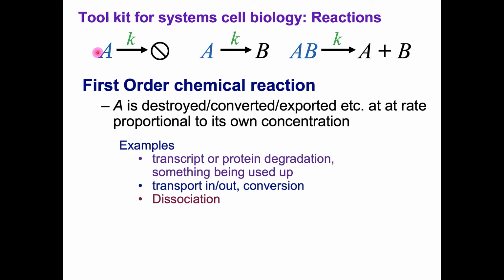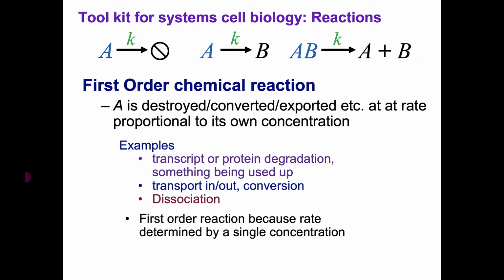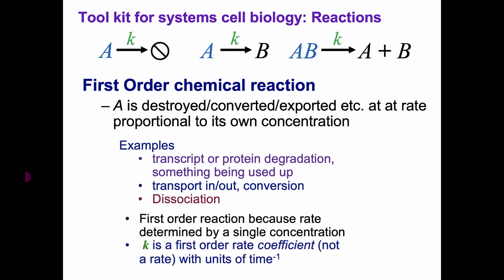Examples of this could be a transcript being degraded or a protein being degraded or something being used up, and we could use this scheme for that. Transport into or out of a compartment or conversion from one thing to another, we could use this scheme. Dissociation is represented by this scheme where this AB complex breaks up into free A and free B. It's a first order reaction because the rate is determined by a single concentration, either the concentration of A in the first two schemes or the concentration of that AB complex in the third scheme.